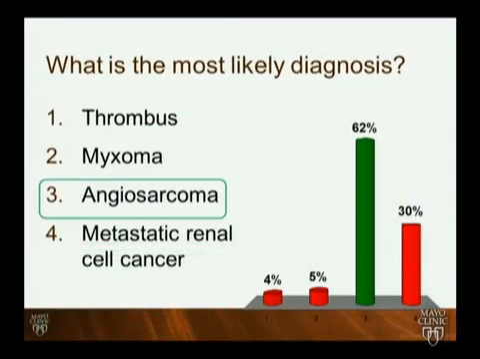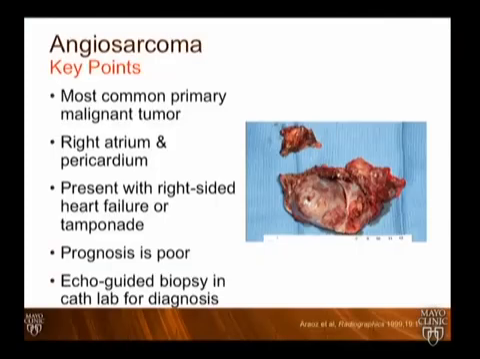Okay, so 62% correct. Angiosarcoma. So this is an angiosarcoma. The clues in this case were the location, so it was in the right atrium, and the patient presented with a pericardial effusion, actually with tamponade, and the pericardial effusion was bloody. And as Dr. Klarich covered, this is the most common primary malignant tumor, and you can use echo guidance to do a biopsy of this in the cath lab.